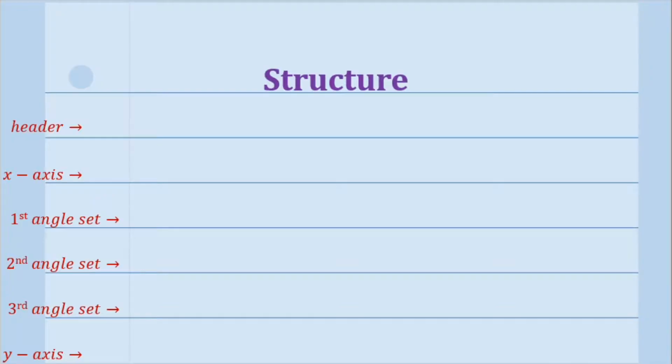So we're going to start with the structure. You're going to need to use 6 lines on your paper. The header, x-axis, first, second, and third angle sets, and y-axis will all need their own line. Then you're going to create a 3-row by 4-column table for the angle sets.